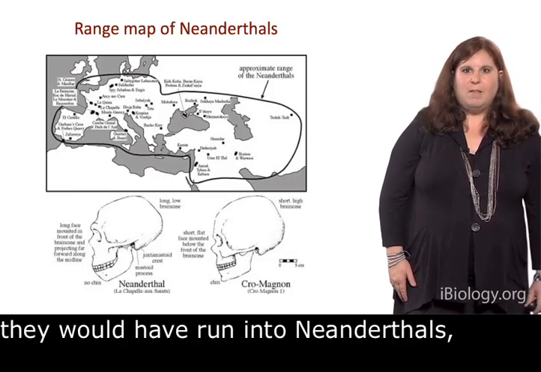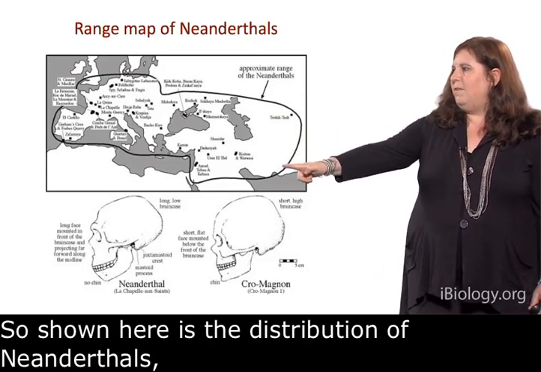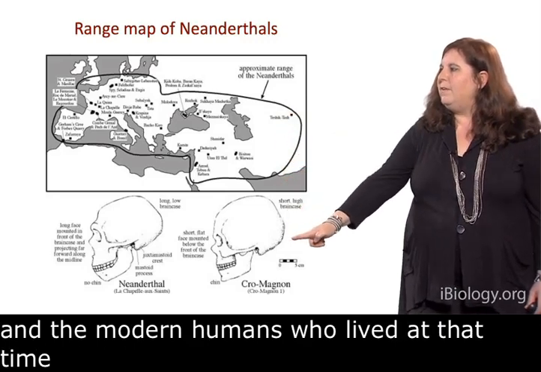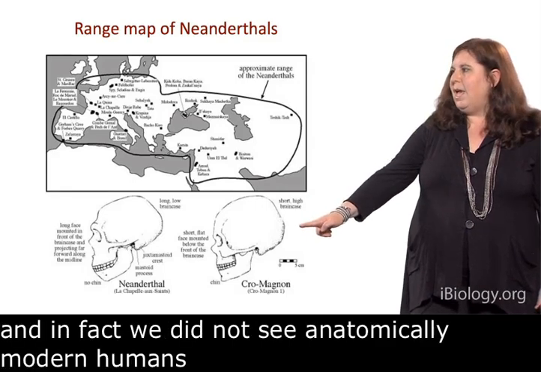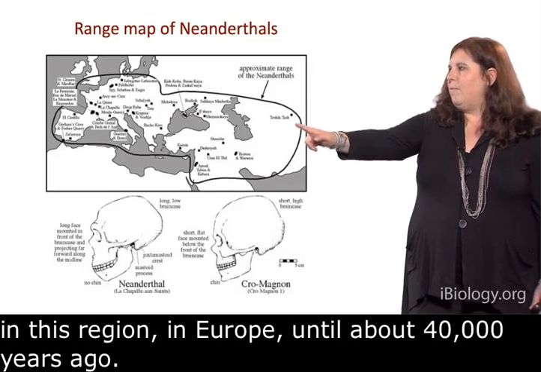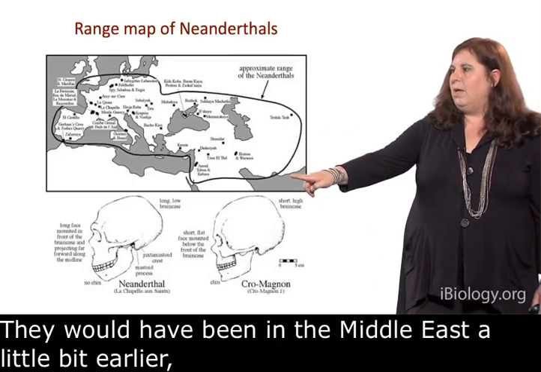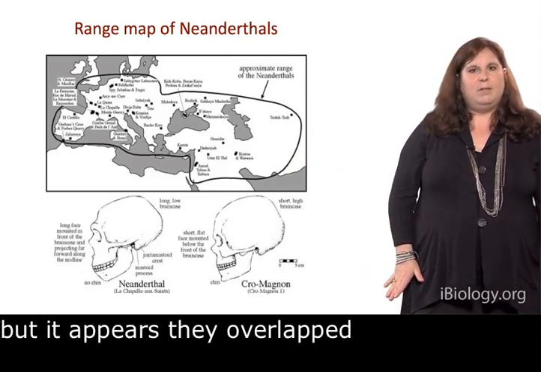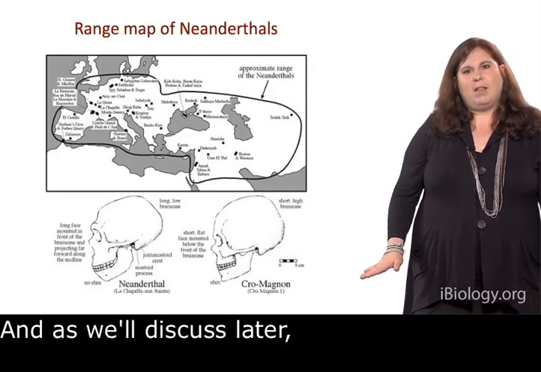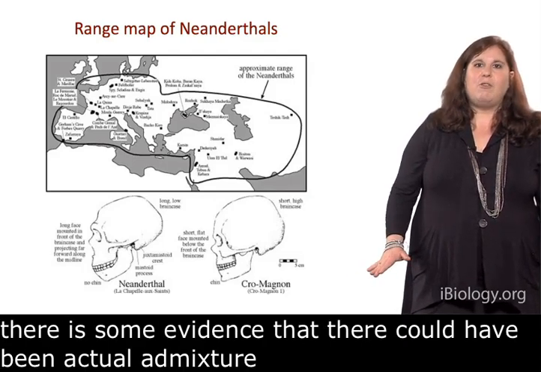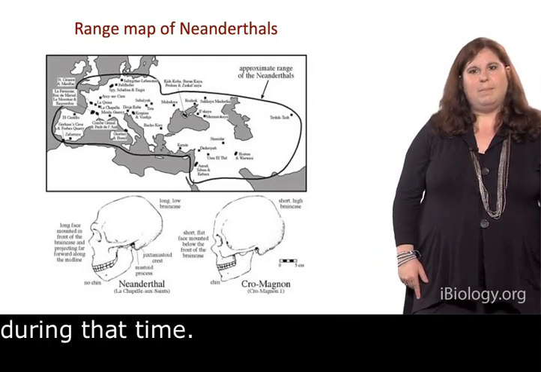Now, interestingly, when modern humans migrated out of Africa within the past 50 to 100,000 years, they would have run into Neanderthals. In fact, they overlapped in their distribution. So shown here is the distribution of Neanderthals. And the modern humans who lived at that time were referred to as Cro-Magnon. And in fact, we did not see anatomically modern humans in this region, in Europe, until about 40,000 years ago. They would have been in the Middle East a little bit earlier. But it appears that they overlapped for at least about 10,000 years with Neanderthals. And as we'll discuss later, there is some evidence that there could have been actual admixture between Neanderthal and anatomically modern humans during that time.